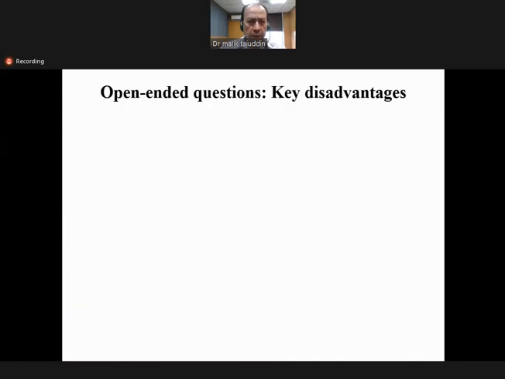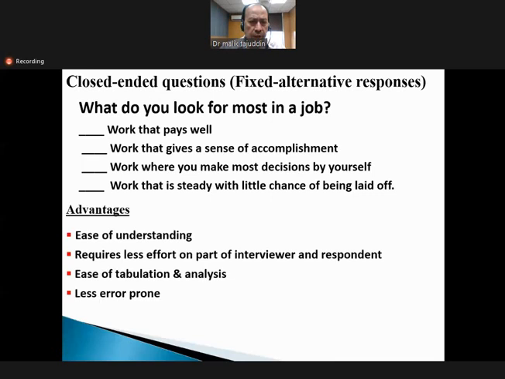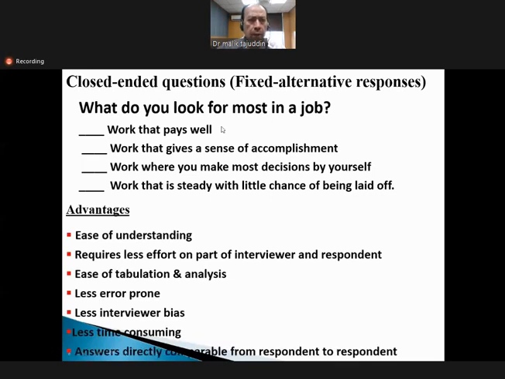But here, what we have done is that we have given him certain responses. Okay, work that pays well, work that gives a sense of accomplishment, work where you make most decisions by yourself, work that is steady with little chance of being laid off. I have closed the question with these 4 responses, and then the respondent has to choose any one out of these 4 responses.